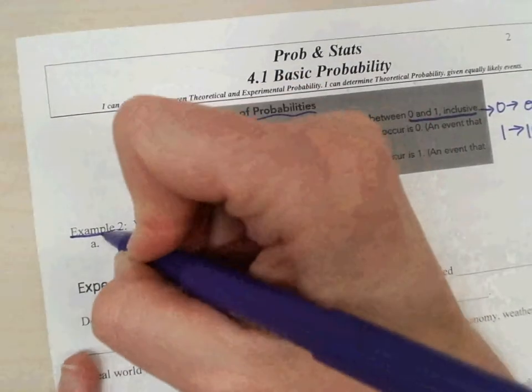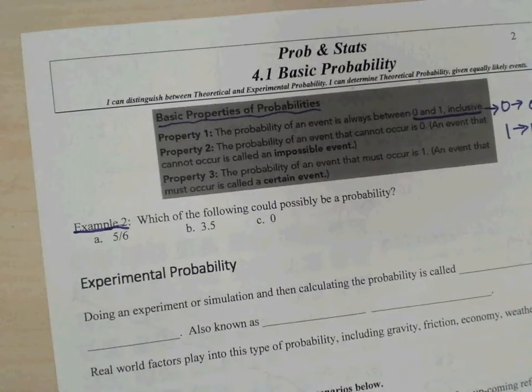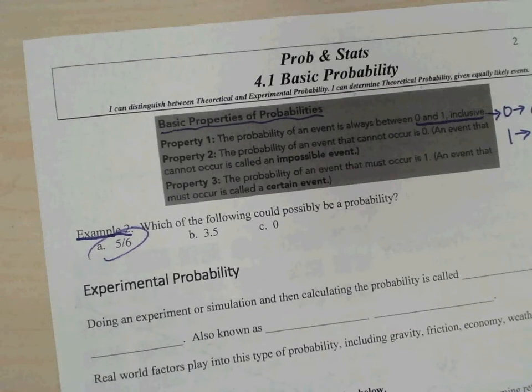So in our second example, we're going to decide which of the following could possibly be a probability. Just give me a thumbs up or a thumbs down. 5/6. Is that a possible probability? I'm looking for 100% participation, a thumbs up or a thumbs down on 5/6. Waiting for everyone to give me a thumbs up or a thumbs down. Okay, everyone got it. Yes, nice job. It is between 0 and 1, so that's a possible probability.